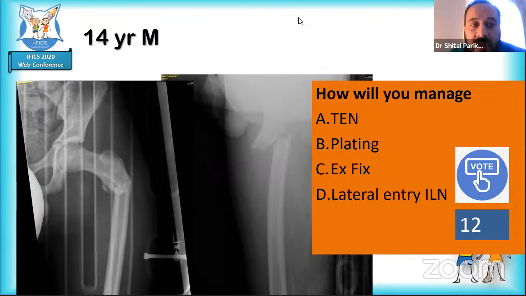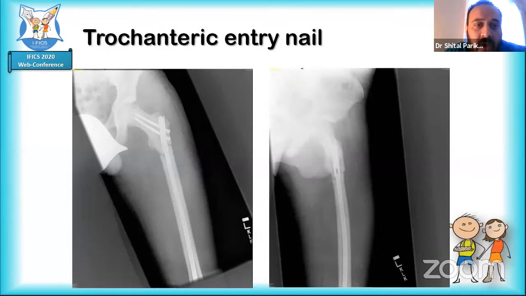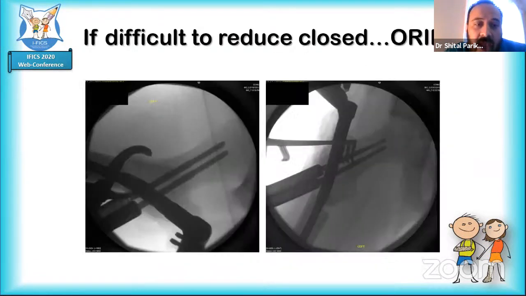Okay, great. So we'll move on to the adolescent fracture here. There are different ways of managing this fracture. We won't do a poll, but a trochanteric entry nail. We heard Ben's talk that a piriformis nail has an issue with AVN, so it's better to use a trochanteric starting point. So here is the solid nail, graded, trochanteric entry point.